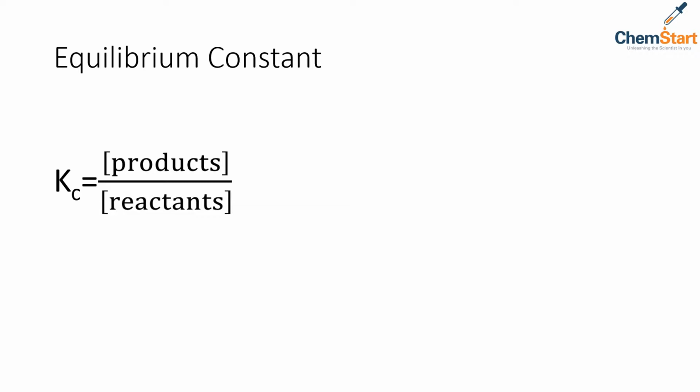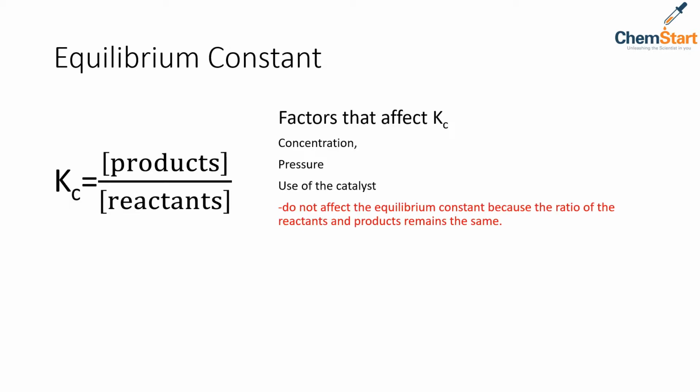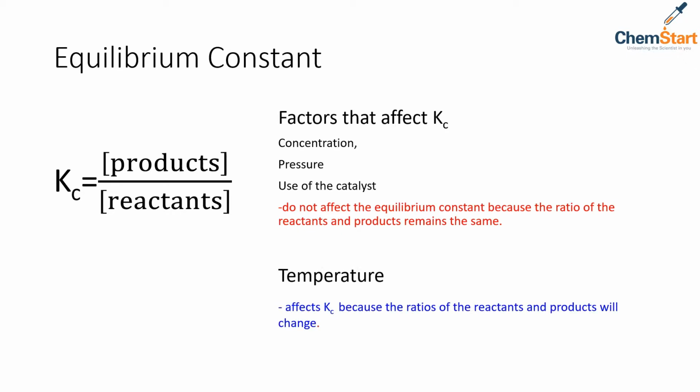If Kc is greater than 1, it means that at equilibrium there are more products present than the reactants. If Kc is less than 1, it means that at equilibrium there are more reactants present than the products. Concentration, pressure, and the use of a catalyst do not affect the equilibrium constant because the ratios of the reactants and products remain the same. The change in temperature, however, changes Kc because the ratios of the reactants and the products will change.